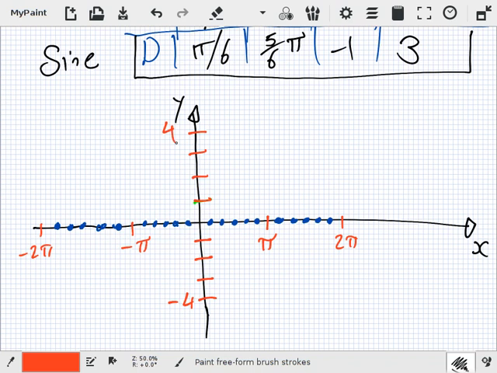I know, but I'll make it symmetric so it looks pretty. Okay. Right, now the next part. So, pay attention.